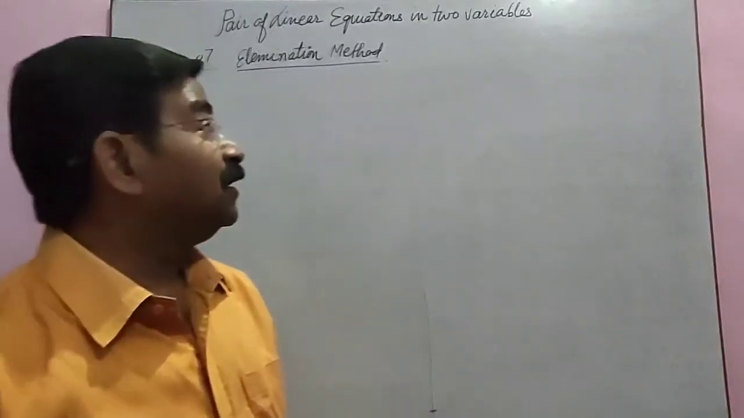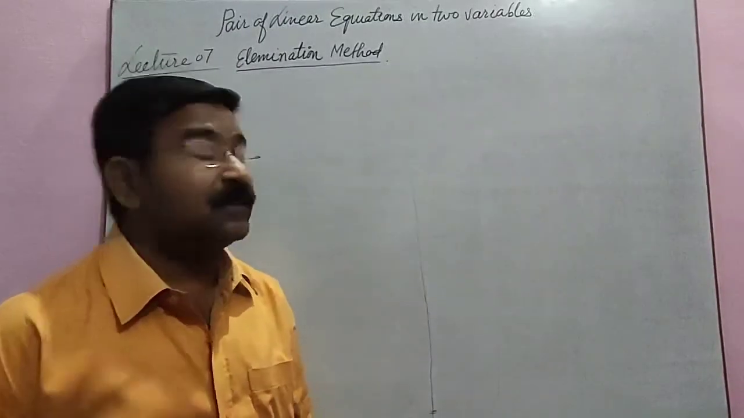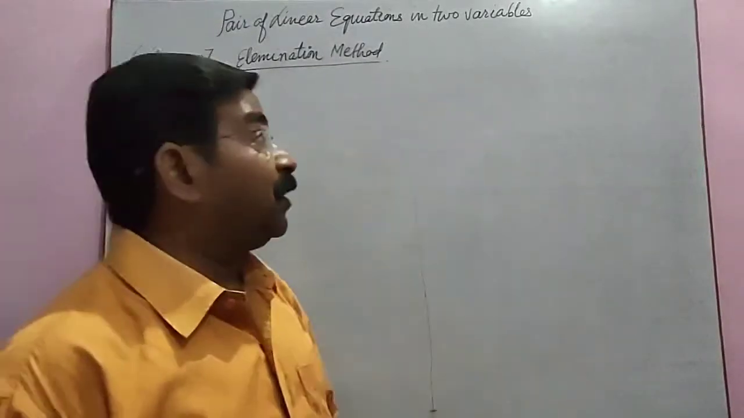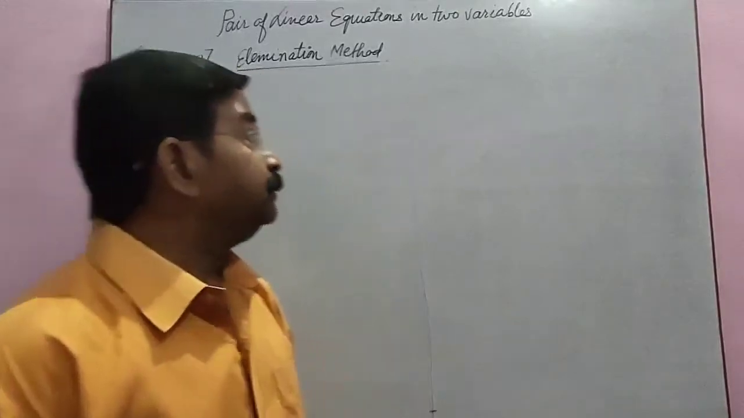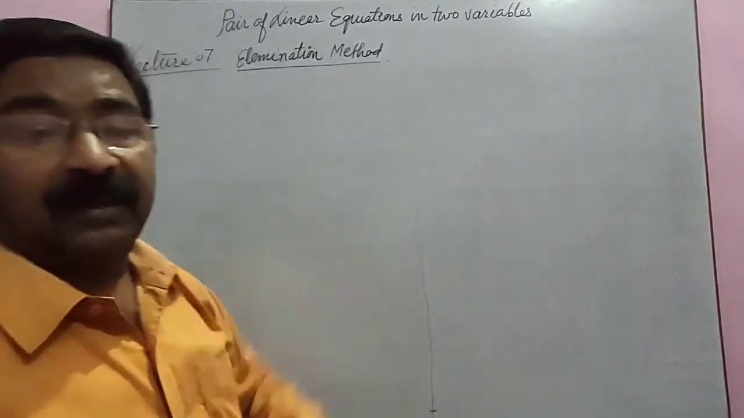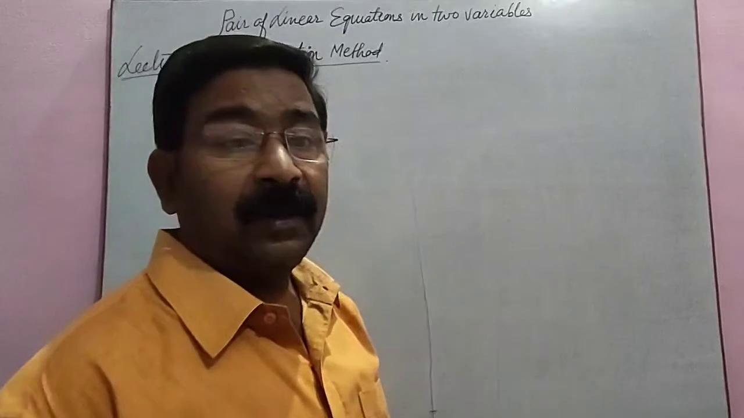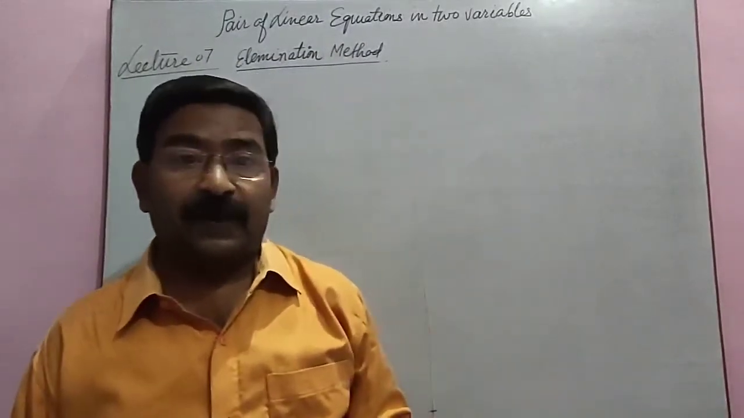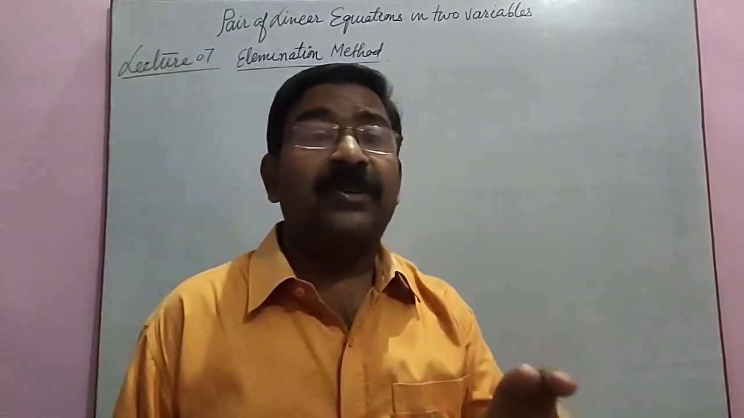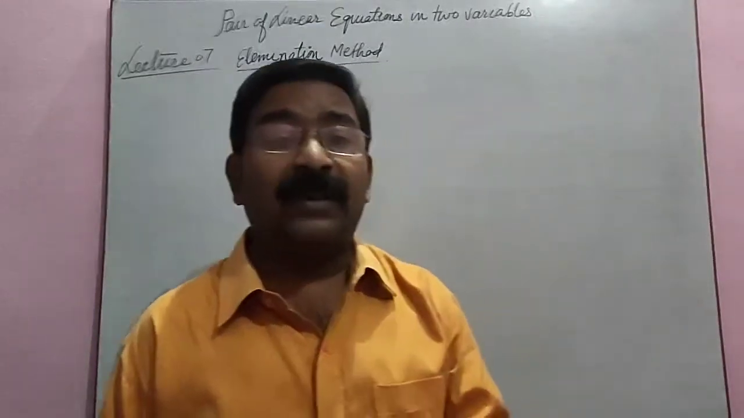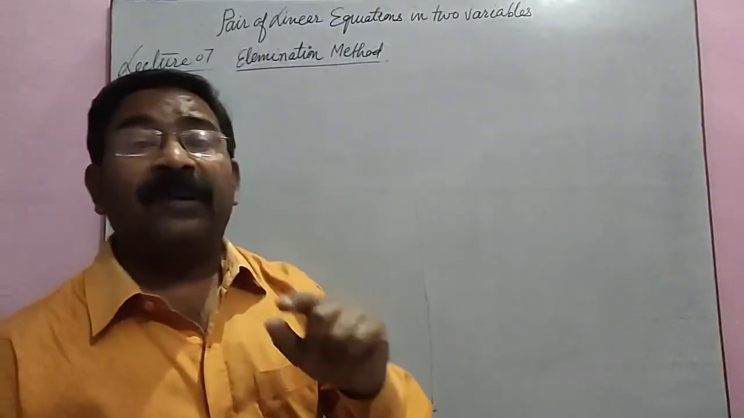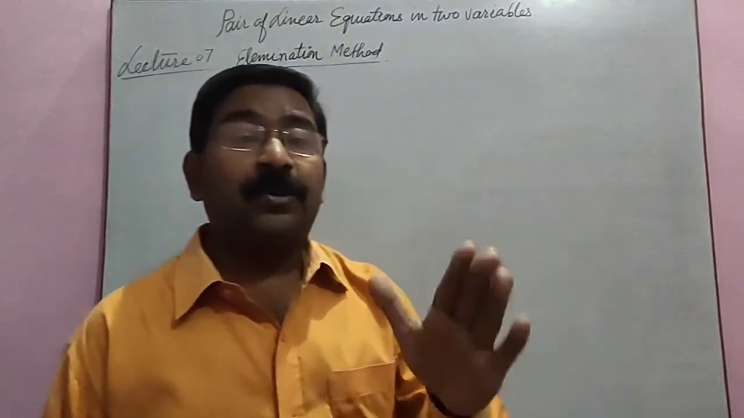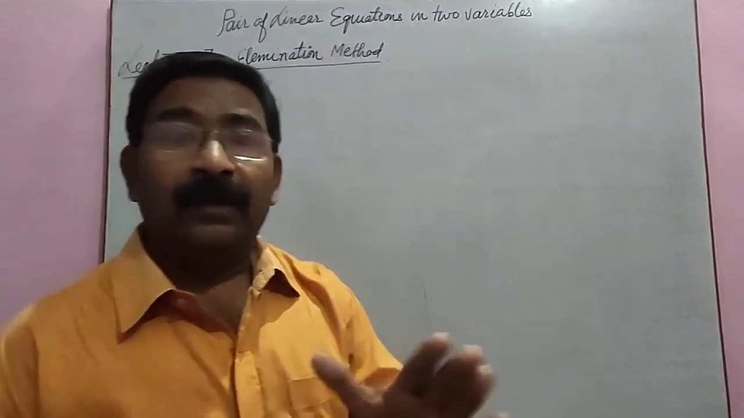Now students, that was the last question of the exercise. Now here we have another method of finding the solution of a pair of linear equations in two variables. That is the elimination method. Both the values can be found by elimination method, or one of the values of x or y can be found by elimination, and by substitution we can find the other.